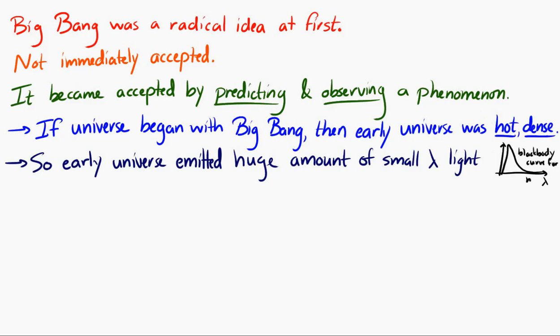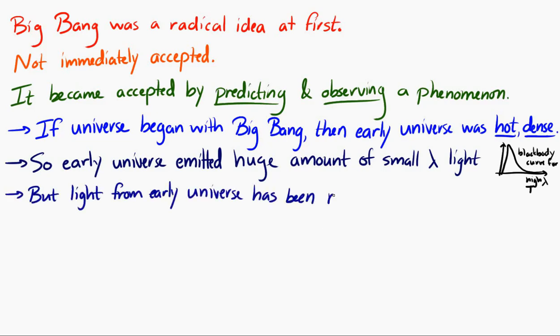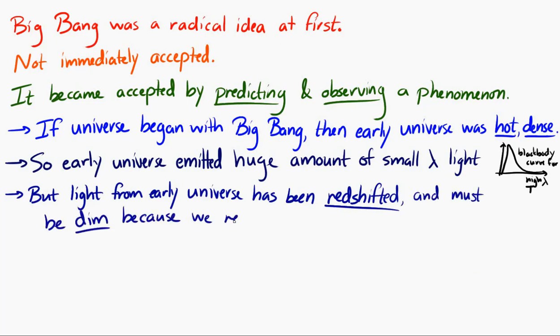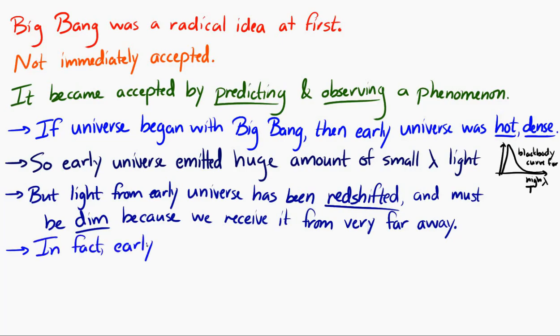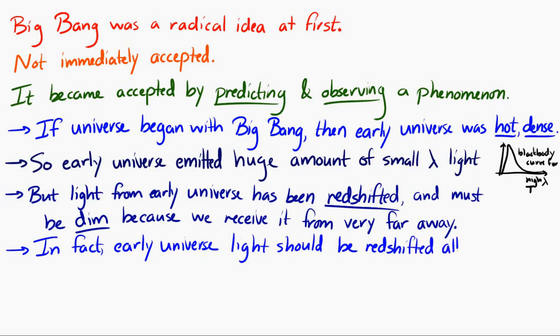But the radiation from the beginning of the universe must have been redshifted over time. Just like the light from faraway galaxies, the light from the early universe must have been redshifted. And it must also be pretty dim, because it's coming from so far away. At least the light that we would receive right now would be coming from very far away. And in fact, if you do the calculation, the light from the very young, hot universe should have been redshifted all the way into the microwave part of the spectrum.